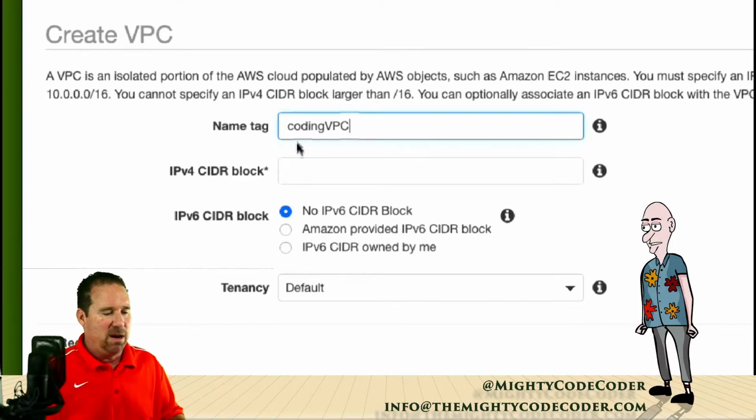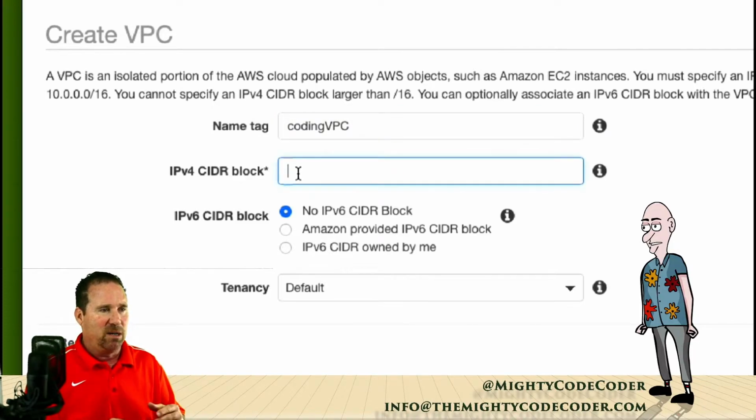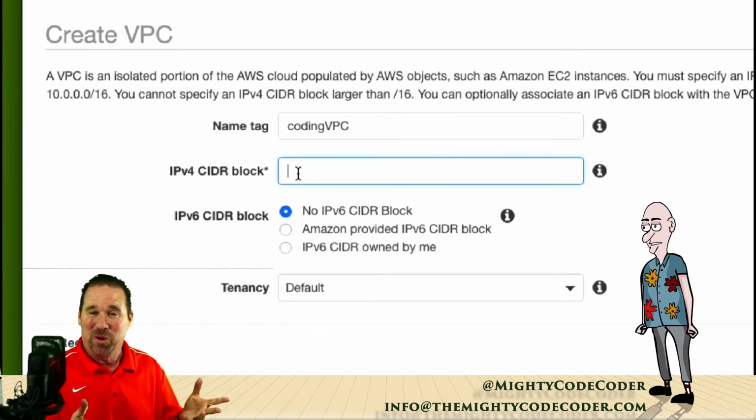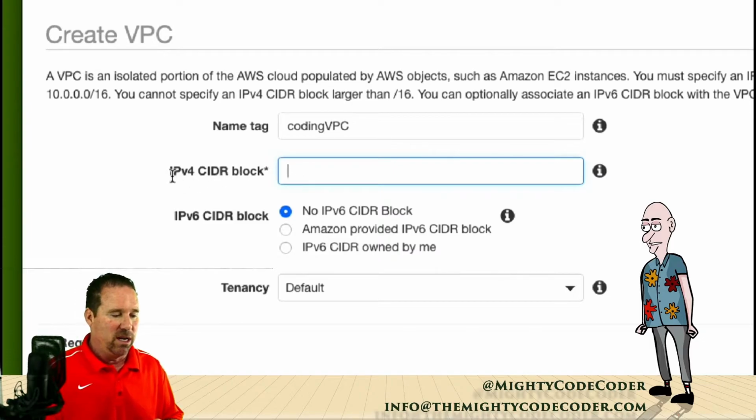VPC, all right? And then the block, we're now going to do a block of IP addresses. Now understand, if you have some kind of large lab full of computers, 40 computers like I have, you want each one to have their own internet access and their own IP address. So you've got to have a big block of IP addresses. So we're going to make a block on the IPv4.